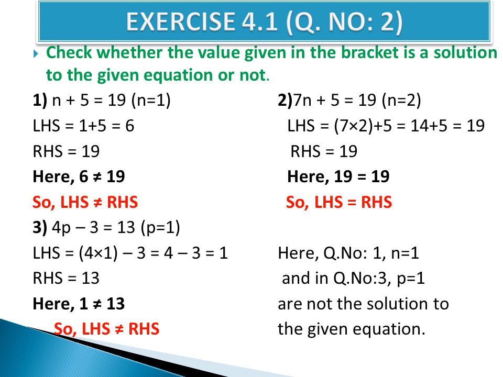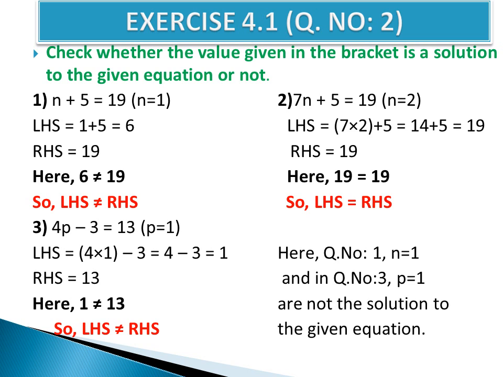Let us see the second one: 7n plus 5 equal to 19. Here the value of n given is 2. So in place of n we will write 2. 7 2s are 14. 14 plus 5 is 19. So here on the LHS we got 19. The RHS is already given as 19. So on both sides we are getting 19 and 19, so we can say LHS equal to RHS.